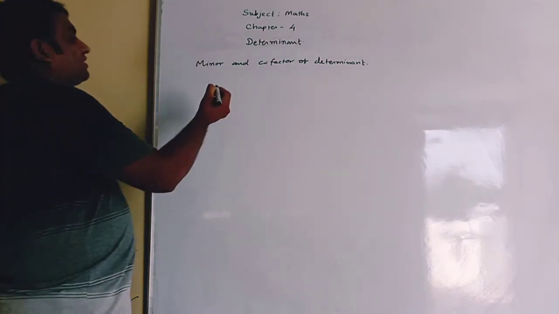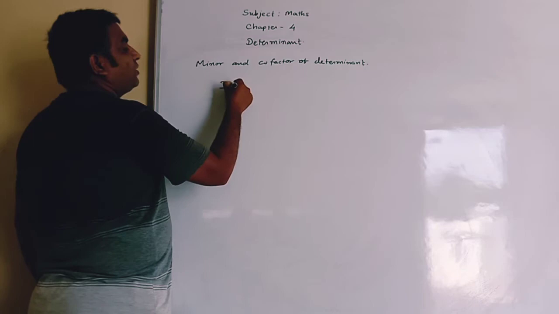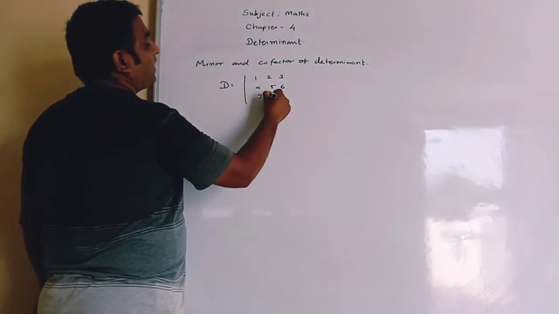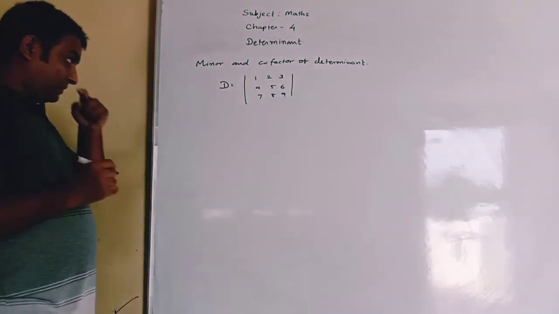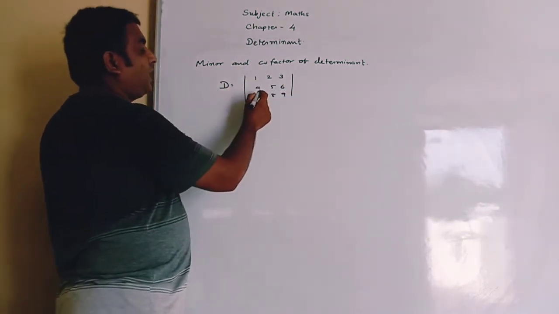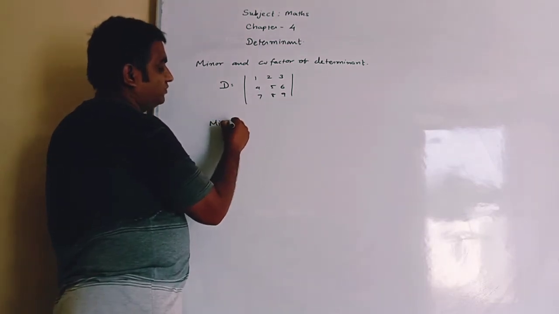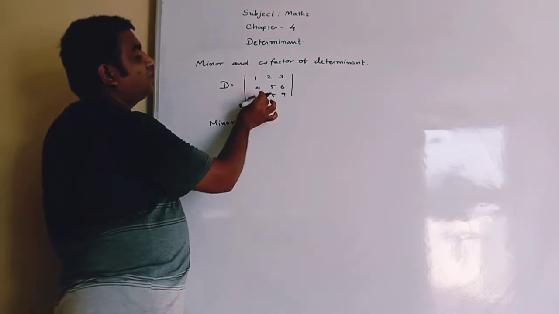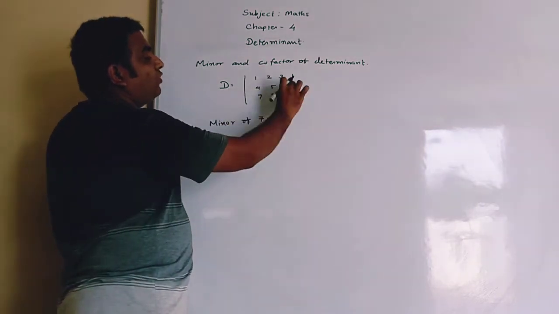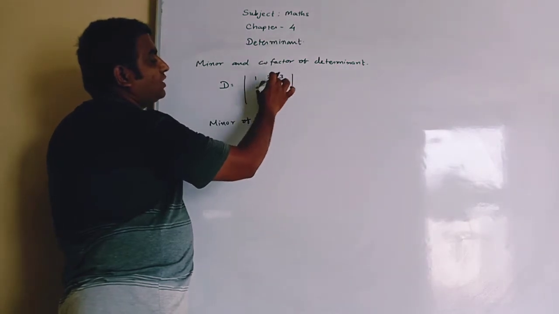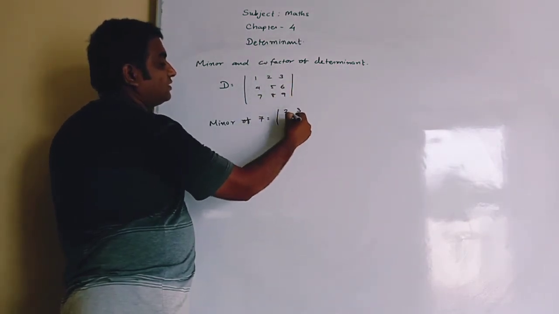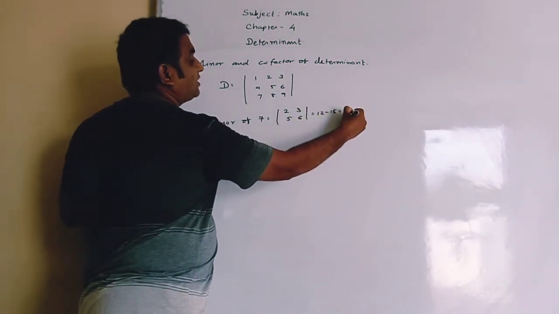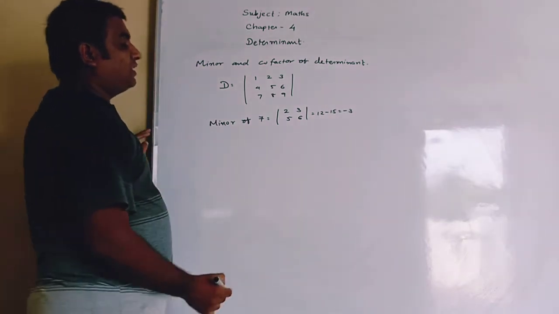So let's see an example of minor and cofactor. Suppose we have the determinant 1, 2, 3, 4, 5, 6, 7, 8, 9. If we want to find the minor of 7, we delete the column and row containing 7, and we get the matrix 2, 3, 5, 6. So it is 12 minus 15, that is minus 3, and the minor of 7 is minus 3.